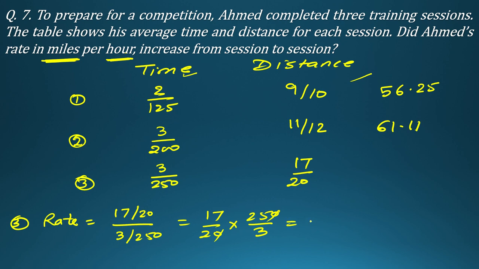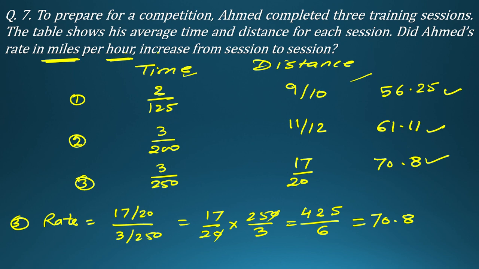So this is 17, 17 5s are 85. I am multiplying 17 and 25. 17 5s are 85, 17 2s are 34, and 8, 42 divided by 6. Now 6 7s are 42, 6 8s are 48, and then continue. So 70.8. So what you can see here is that from session to session, it is increasing. Earlier it was 56, then 61, and then 70.